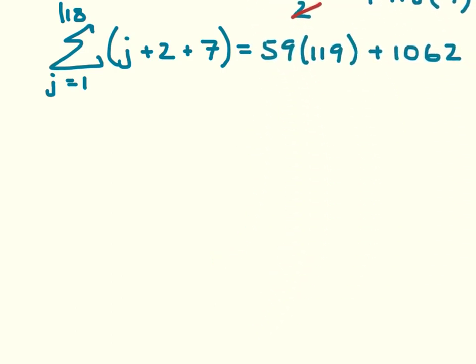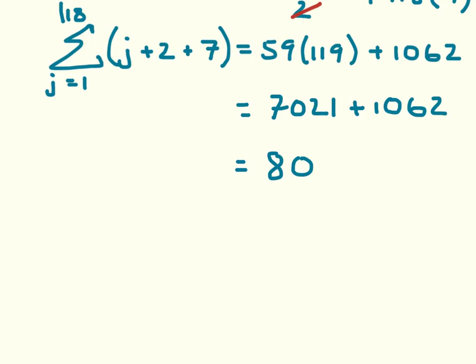For 59 times 119, we should get 7021 plus 1062 gives us 8083. Okay, and that's one option for solving this problem.